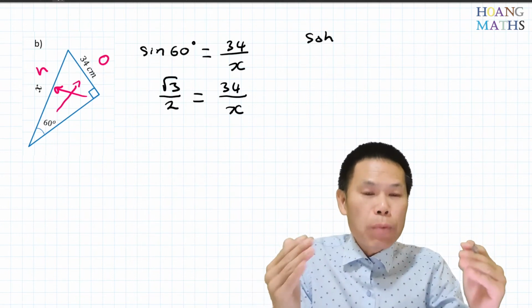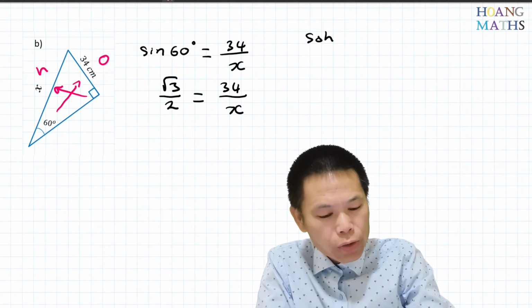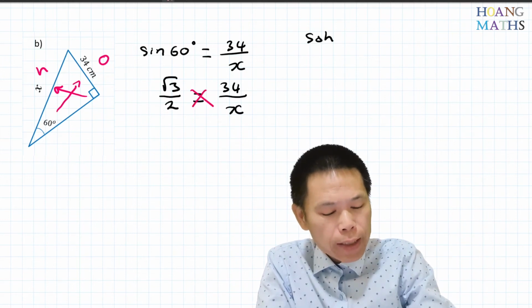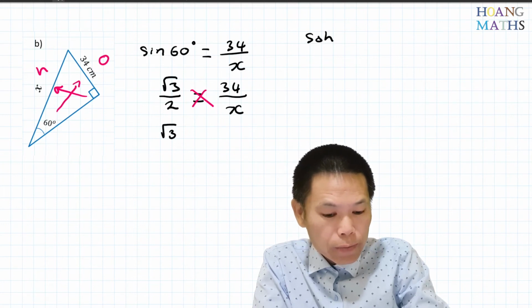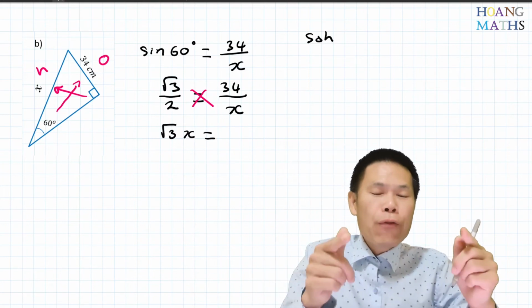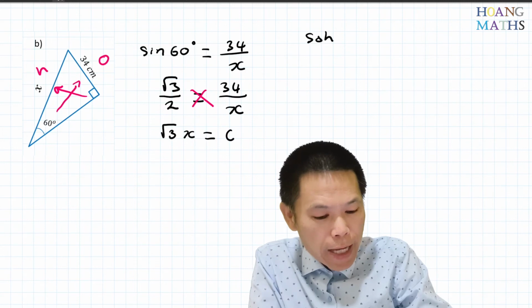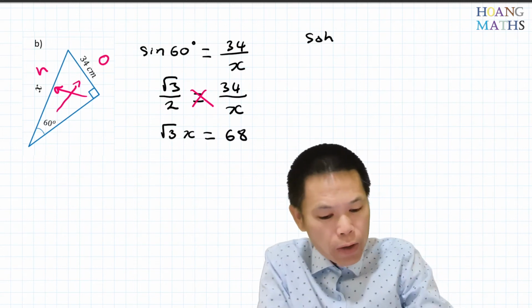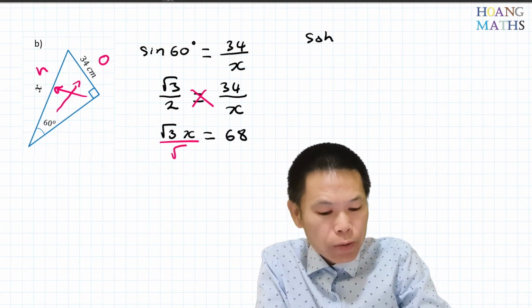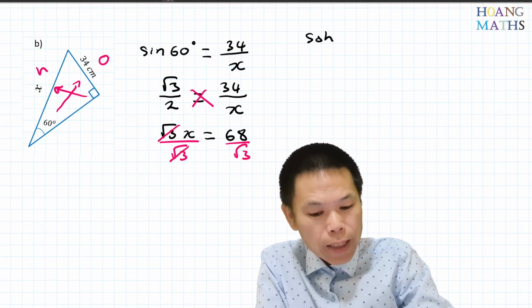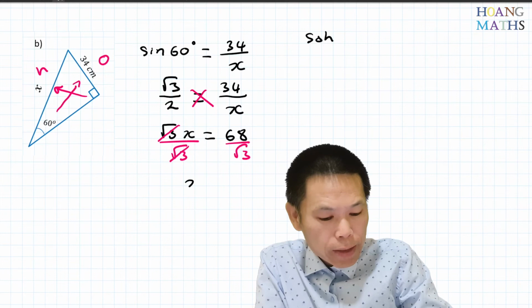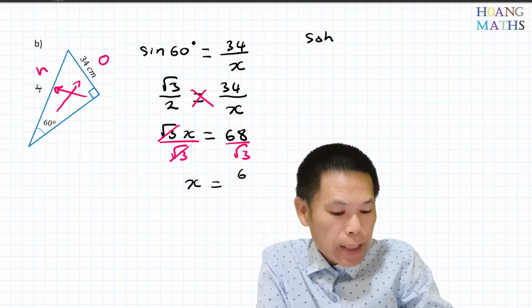Then I just do cross multiply. So I just got these terms together, and x times root 3 is root 3 x, and 34 times 2 is 68. And what I do now is just divide by root 3 because I want to get rid of it. So root 3 cancels out. So therefore x is equal to 68 over square root of 3.